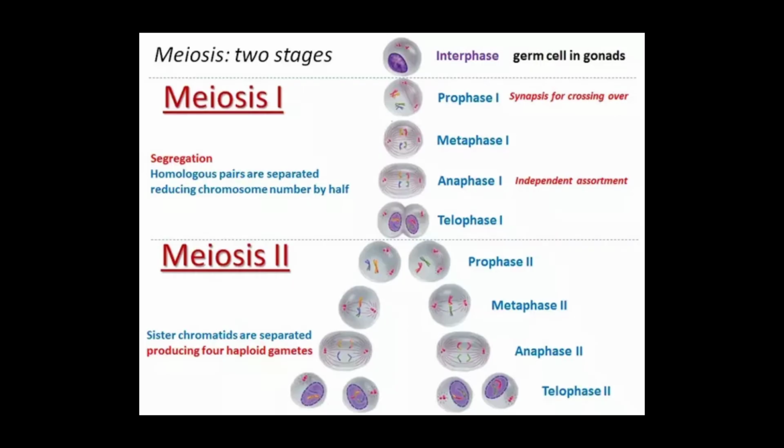And now let's talk about meiosis, which is the second type of M phase. Meiosis is divided into two stages. The first stage is the reductional meiosis, or meiosis 1, the separation of homologous chromosomes, while meiosis 2 is the equatorial meiosis. Just like mitosis, it is a separation of the sister chromatids.